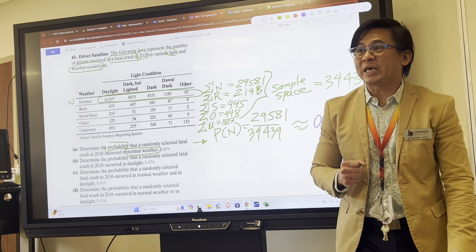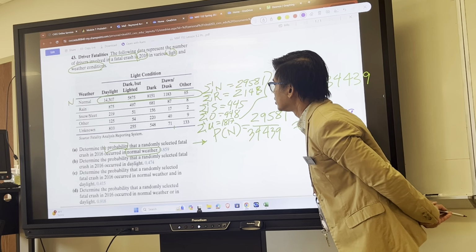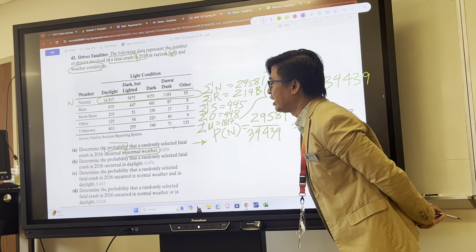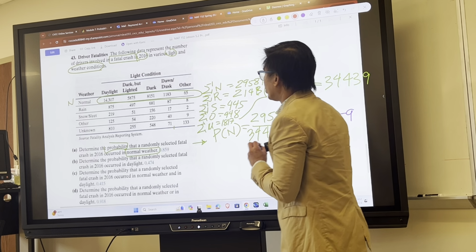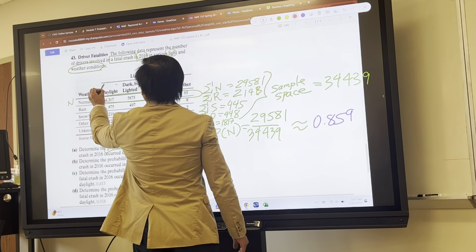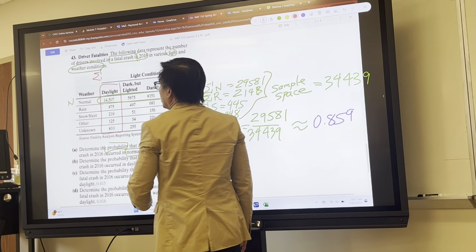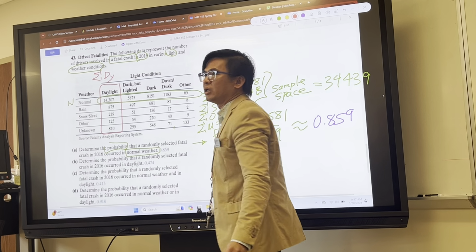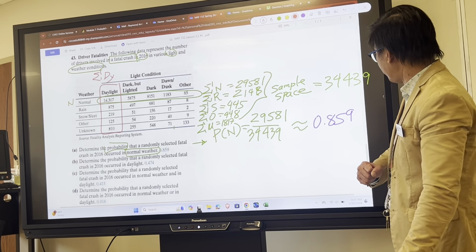Let's read letter B. Determine the probability that a randomly selected fatal crash in 2016 occurred in daylight. In daylight. Okay, so we're gonna consider the daylight. Where is that daylight? See that one in here? Okay. Well, what we're gonna do? We're gonna add all of those, right? Let's call it daylight. Summation dy. So can someone add them up for us?